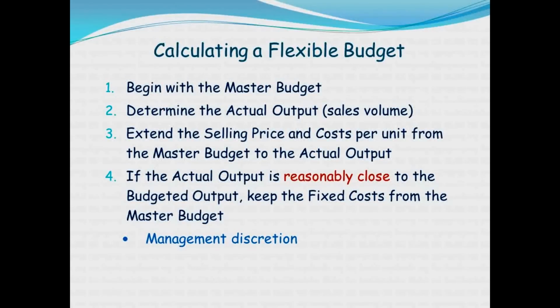And then for fixed costs, this is where you make a decision. If your sales volume is reasonable, and you get to define reasonable as a manager, you just use your fixed costs from the master budget. You say, okay, there are variances in fixed costs that we can't manage anyway. But if it's unreasonable, then you might use the new fixed cost levels and ignore the master budget's fixed costs.